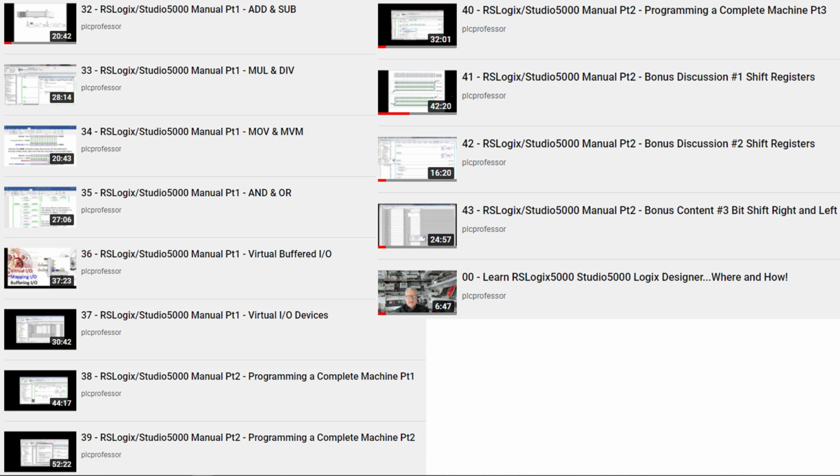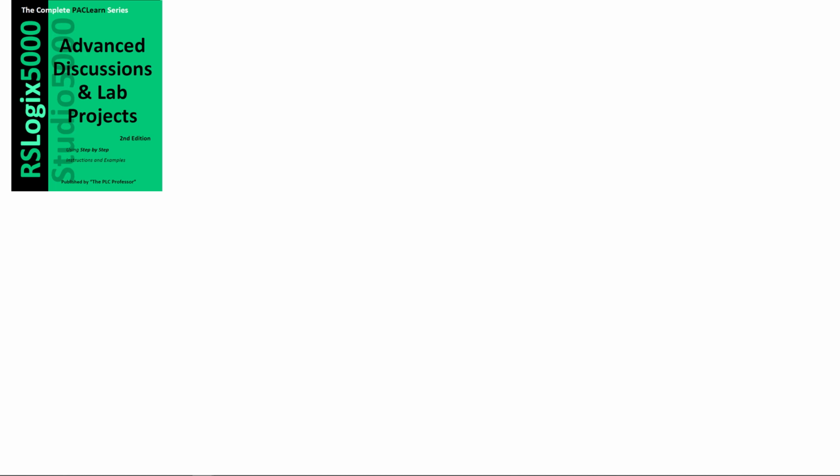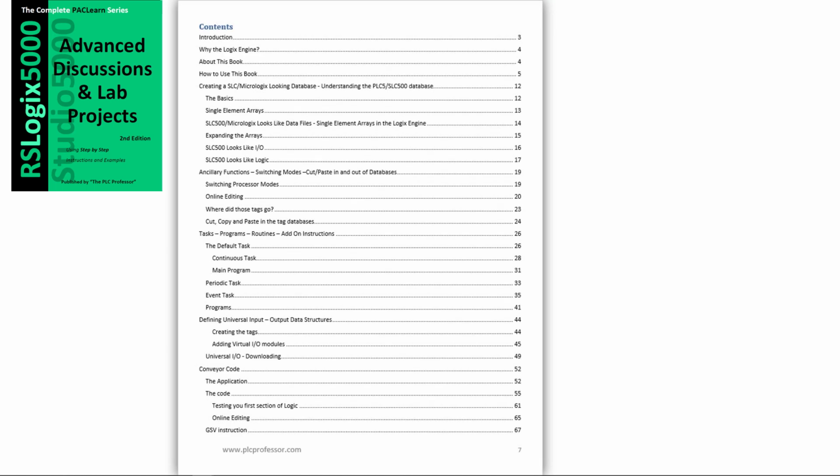So that's the list of videos for the red and black manuals. There's, I think, 47 of them. I don't remember the number now. This is the green and black manual that we were talking about, and this has all the advanced discussions and lab projects. Let's flip through the table of contents for this guy.